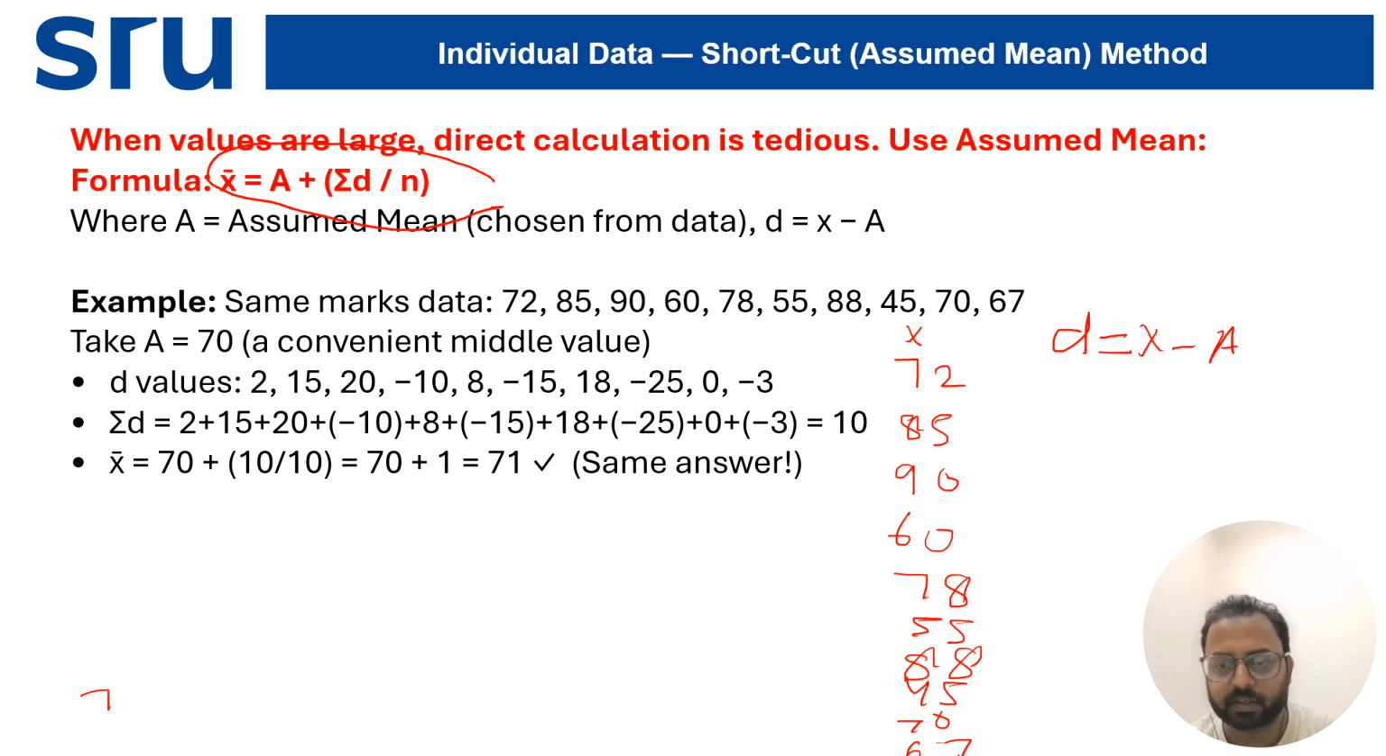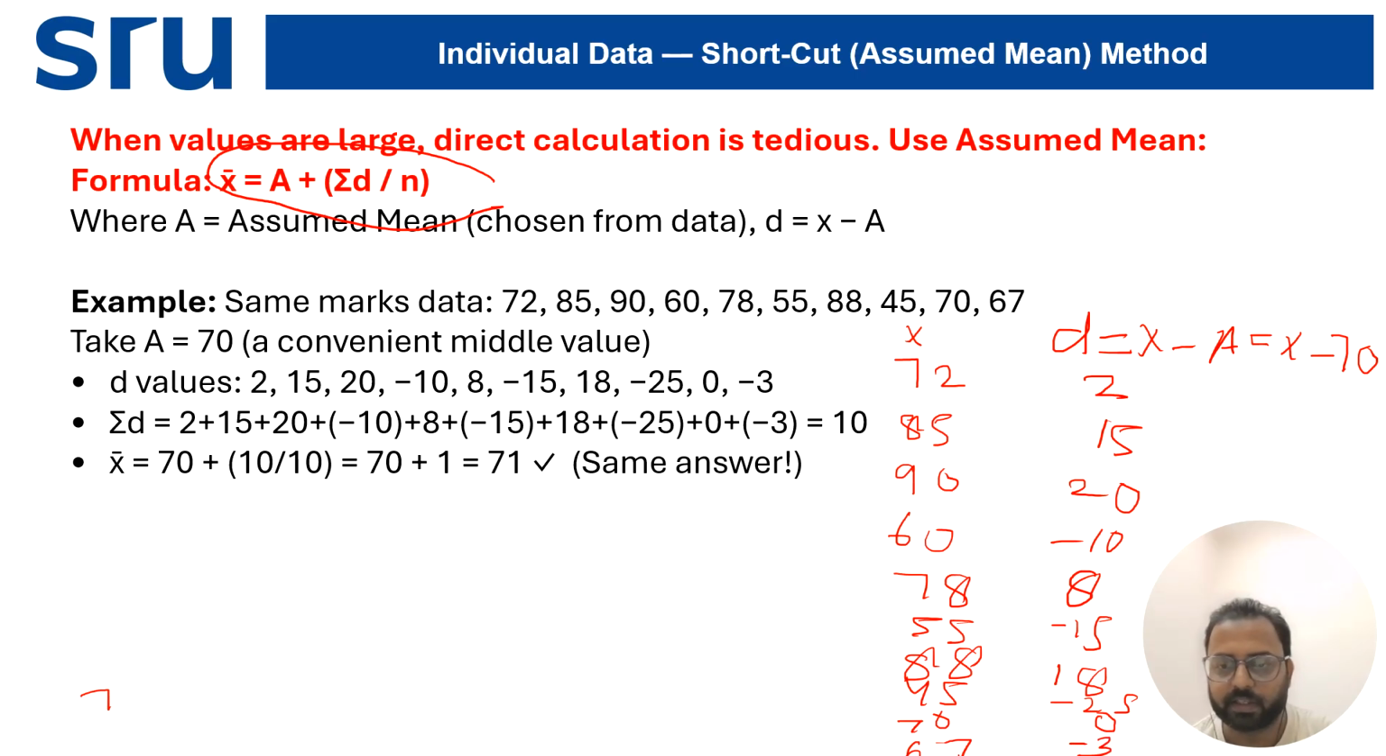So D is x minus A, where A is 70. So 72 minus 70 is 2, 85 minus 70 is 15, 90 minus 70 is 20, 60 minus 70 is minus 10, 78 minus 70 is 8, 55 minus 70 is minus 15, 88 minus 70 is 18, 45 minus 70 is minus 25, 70 minus 70 is 0, and 67 minus 70 is minus 3.